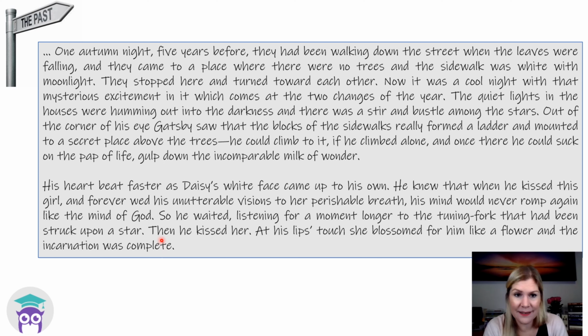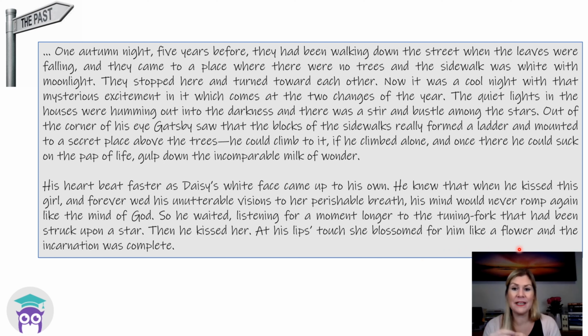Then he kissed her. Look at that. Simple declarative sentence, no metaphor. Such juxtaposition to the highly metaphorical symbolic complexity of the sentences before. This is the moment of drama. Then he kissed her. It's the moment of transition. At his lips' touch, she blossomed for him like a flower, and the incarnation was complete. She blossomed for him like a flower.